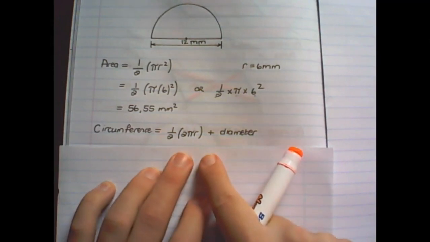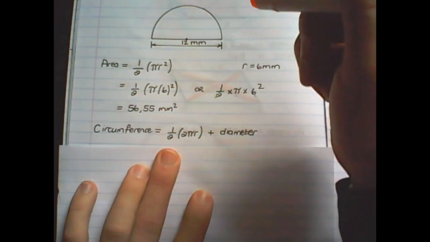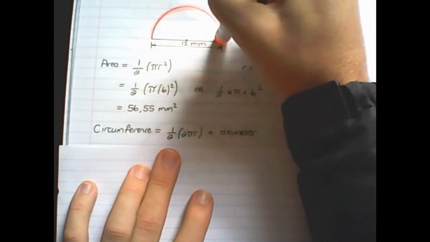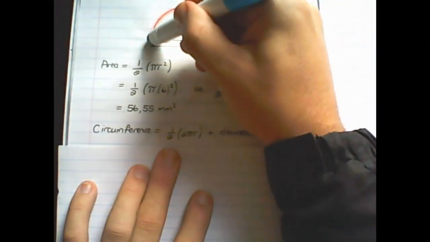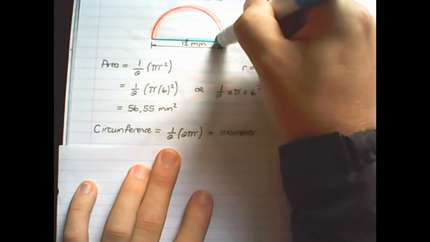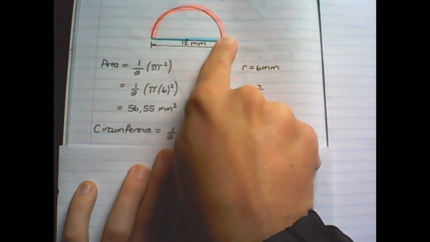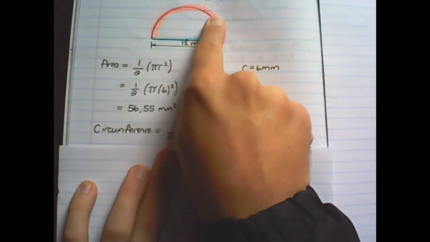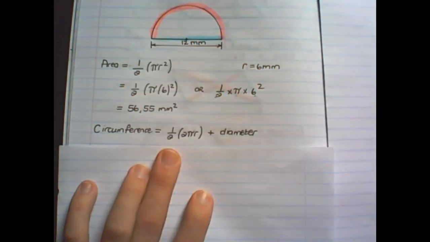And you would notice that the perimeter of this figure consists of two parts. It's the circumference of the circle and the distance of the diameter. So if I want to measure the distance right around the figure, I need to find half the circumference of a circle and add a full diameter. And that is what we are doing here.